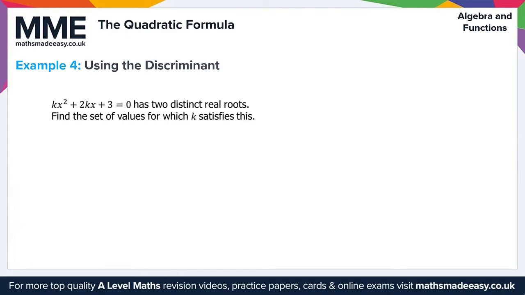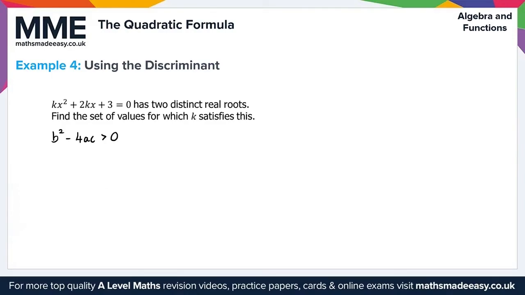Moving on to our final example then, on using the discriminant. And what we've got here is our quadratic kx squared plus 2kx plus 3 equals 0. We're told this has 2 distinct real roots, and we're asked to find the set of values which k satisfies. So in this case, we know that if we have 2 distinct real roots, then the discriminant, b squared minus 4ac, must be greater than 0.